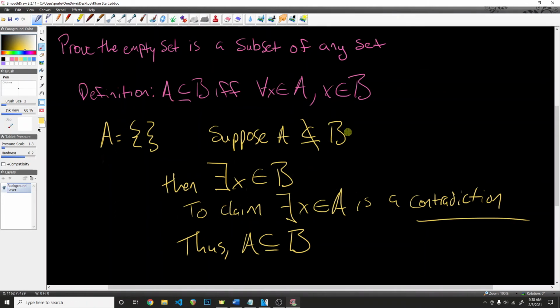And it's important to note that when we talk about B, B is an abstract concept. It can be any set in the world. It could be the set of 1, 2, 3, the set of orange, apple, banana. It doesn't matter what the set is. This still holds regardless of what the sets we're talking about are, as long as A is the empty set.